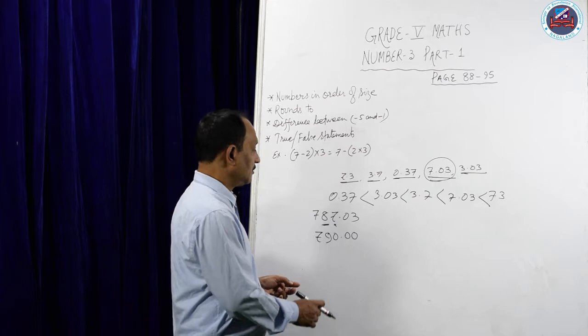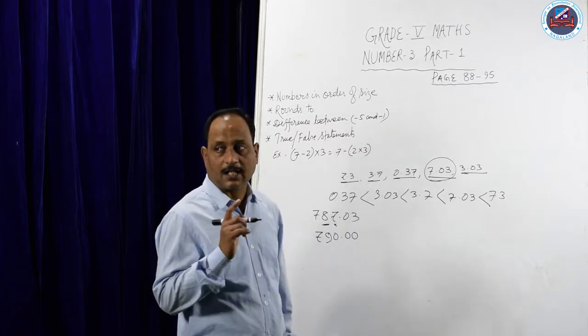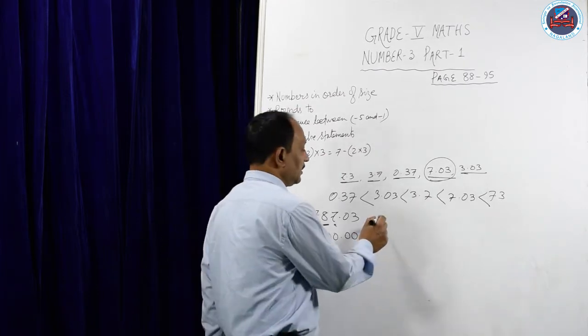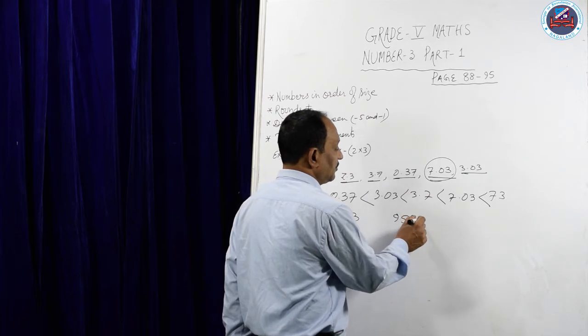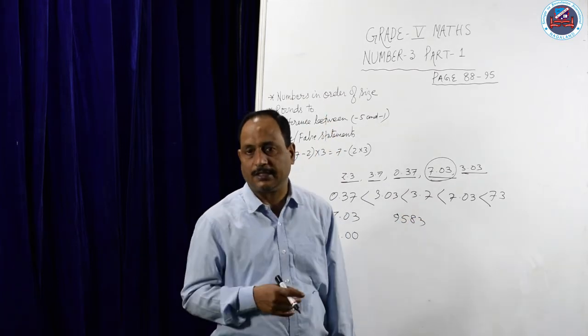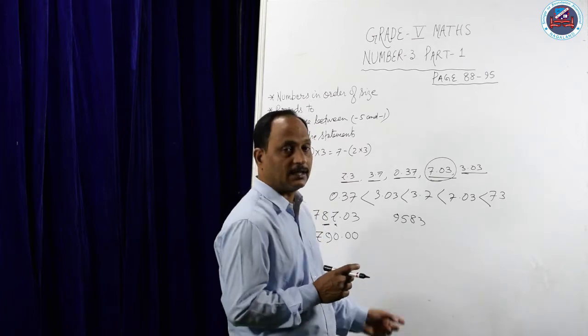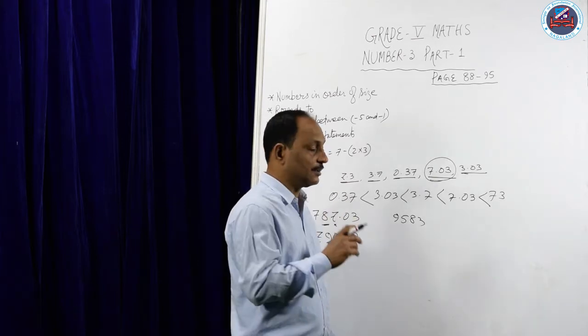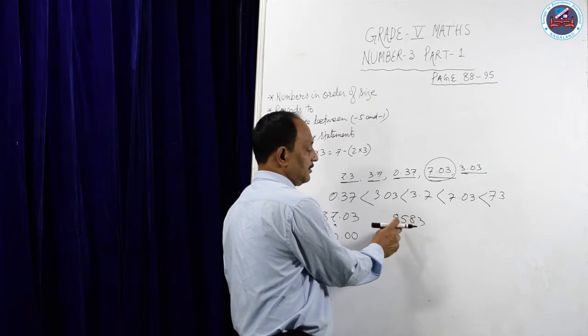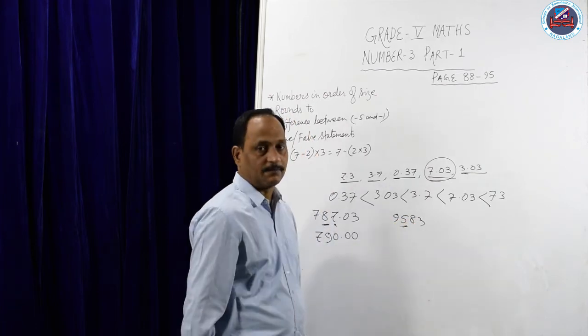Suppose one number, let us take 9583. Round it to the nearest 10 or 100. Let us take 100; 10 we have seen here. So which digit is in the hundreds place? Ones, tens, hundreds. This 5 is in the hundreds place.